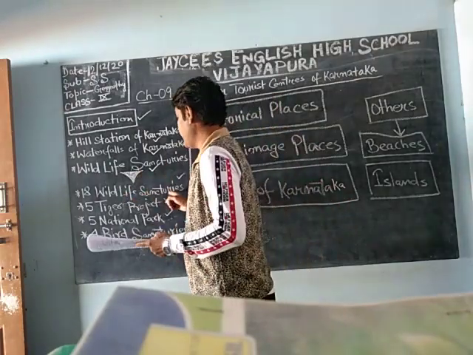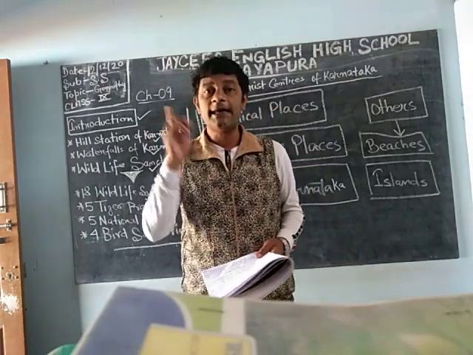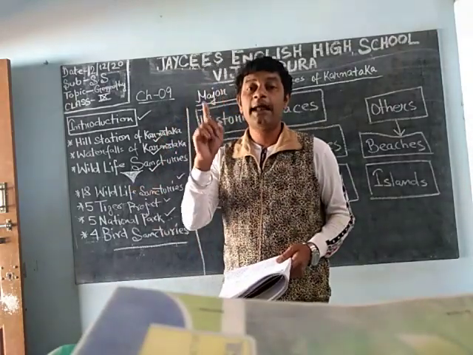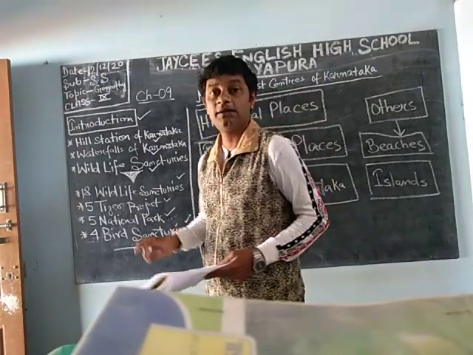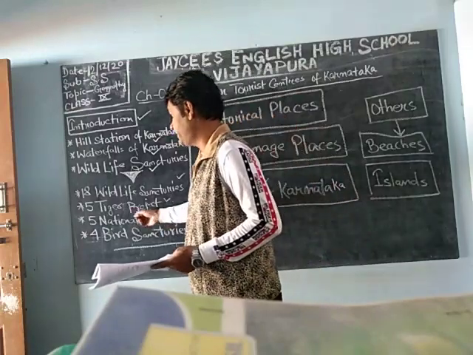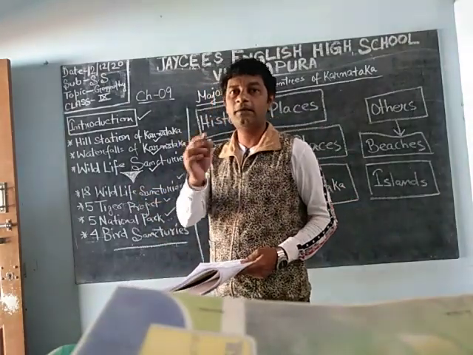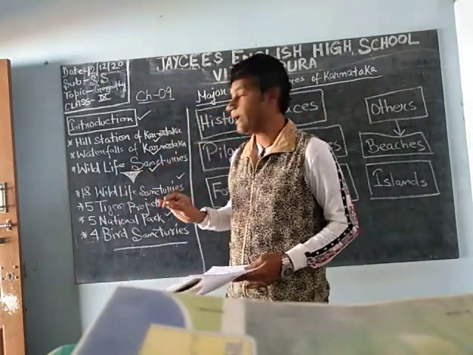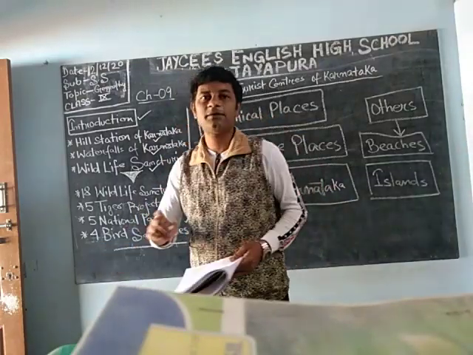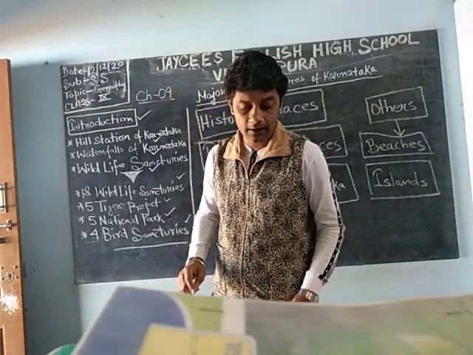Out of 18 wildlife sanctuaries you should know about 3, because in the question they may ask you to write the names of 2 or 3 wildlife sanctuaries of Karnataka. But in a 5 marks question, I have seen several times that they ask how many tiger projects are there in Karnataka and to name them. Once you say 5 and name them also, you can get the marks. And 4 bird sanctuaries. For a 1 mark question, I have seen that they ask to name 1 bird sanctuary of Karnataka.